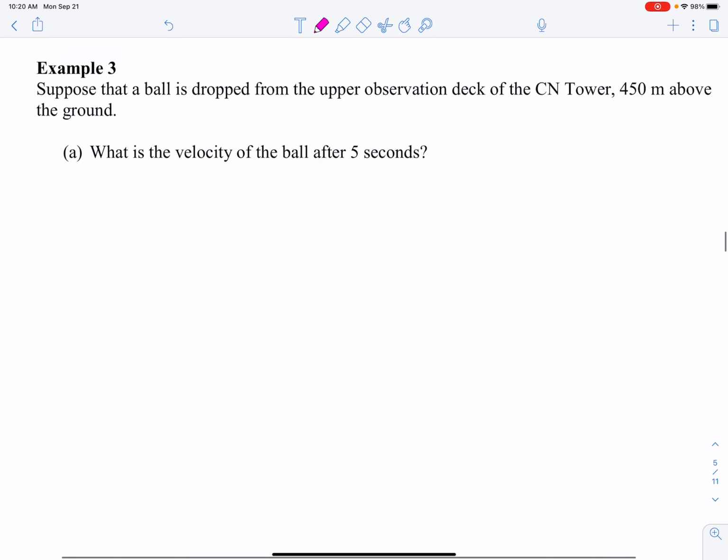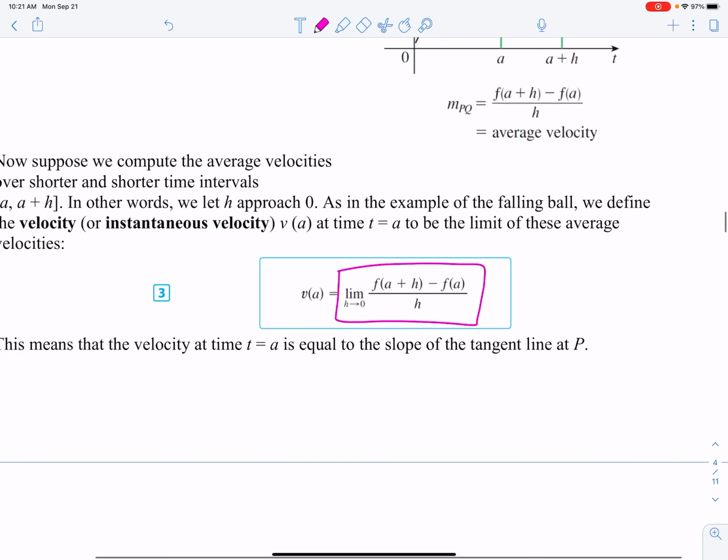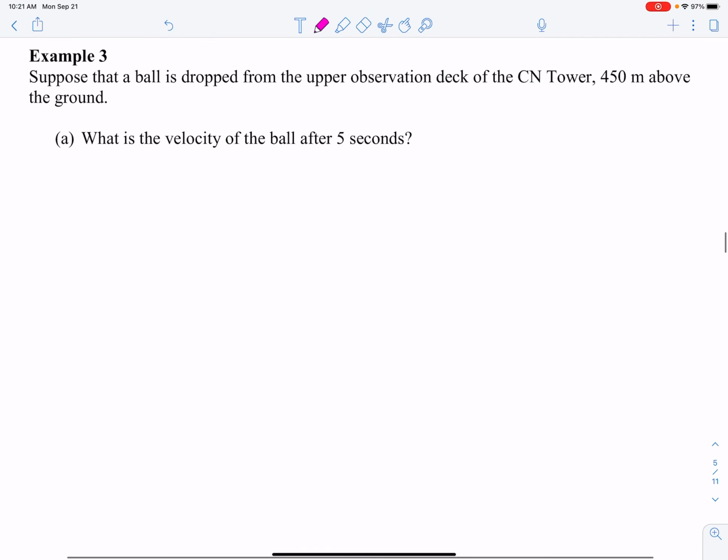All right, another example here. Suppose that a ball is dropped from the upper observation deck of the CN Tower, 450 meters above the ground. They want to know what's the velocity of the ball after 5 seconds. So same problem we've been running into. We don't have a second time reference here, so creating a slope is going to be difficult, but we just found out that if we use this formula, take the limit of the difference quotient, we've got it.